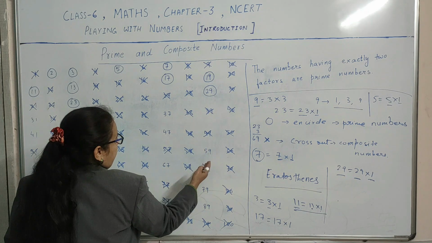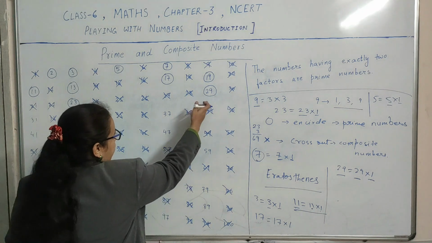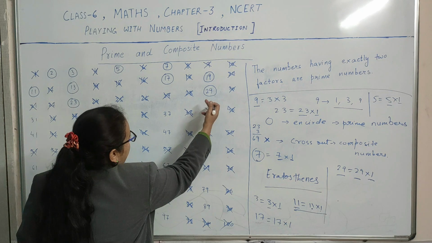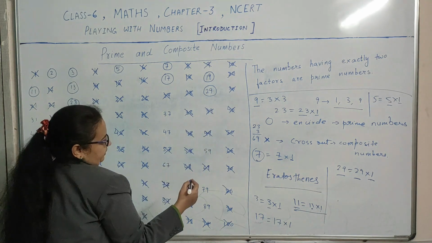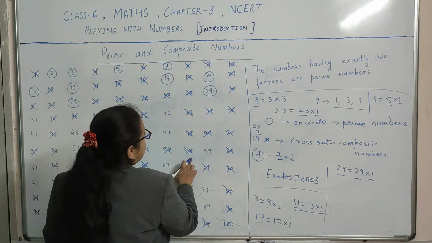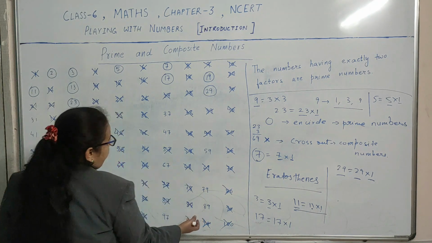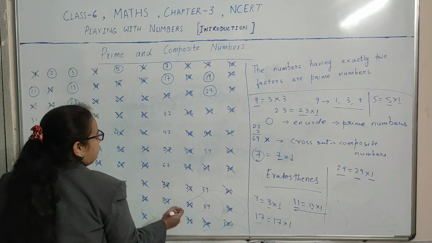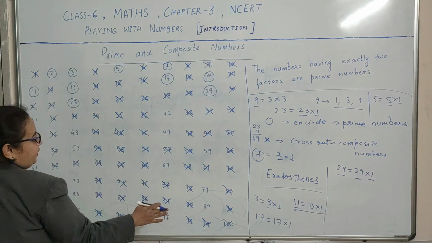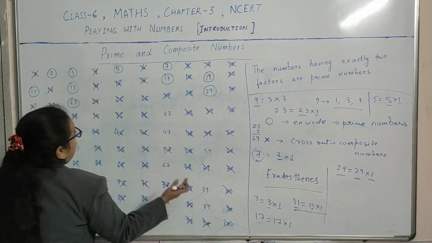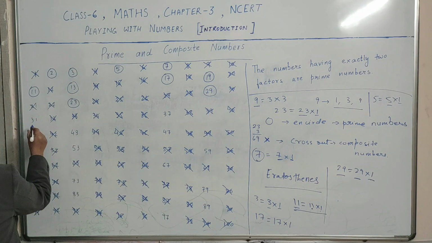Okay, what is the next multiple of this one? It is 29 twos are 58, right? So 58 is already crossed out. All the multiples of 29 are already crossed out, right? Up to 100. We are talking about the numbers up to 100. Now the next number which is not crossed out nor encircled is 31.